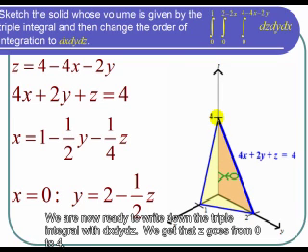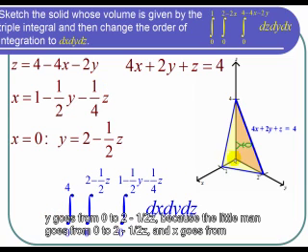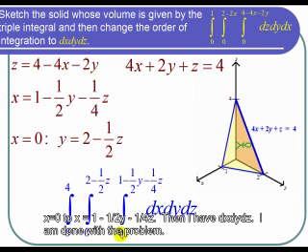So now we're ready to write down the triple integral with dx, dy, dz. And we get that z is going from 0 to 4. Y is going from 0 to 2 minus a half z, because the little man goes from 0 to 2 minus a half z. And then x goes from x equals 0 to x equals 1 minus a half y minus 1/4 z. Then I have dx, dy, dz. And I'm done with the problem.